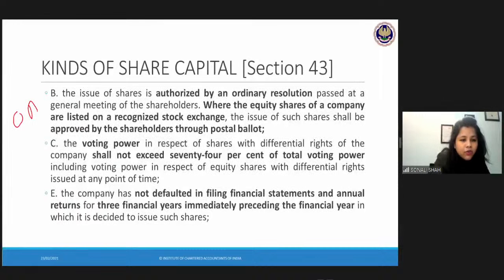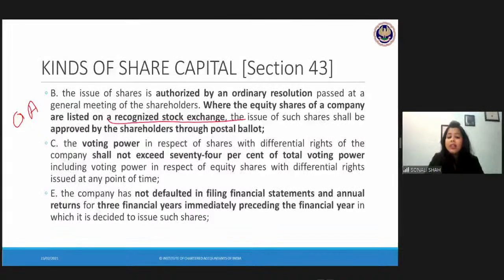Ordinary. So we have got O, we have got A. O stands for ordinary resolution and A stands for authorization in the articles of association. So point B says the issue of shares is authorized by an ordinary resolution passed at a general meeting of the shareholders, where the equity shares of a company are listed on a recognized stock exchange. So here we are talking about listed public companies.